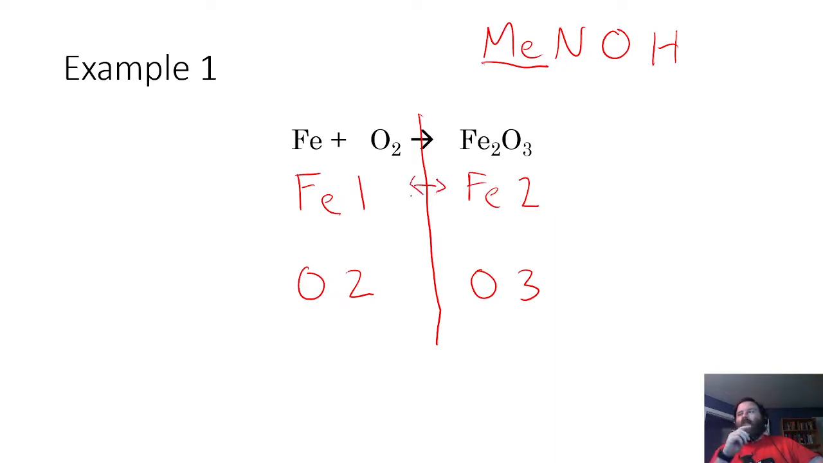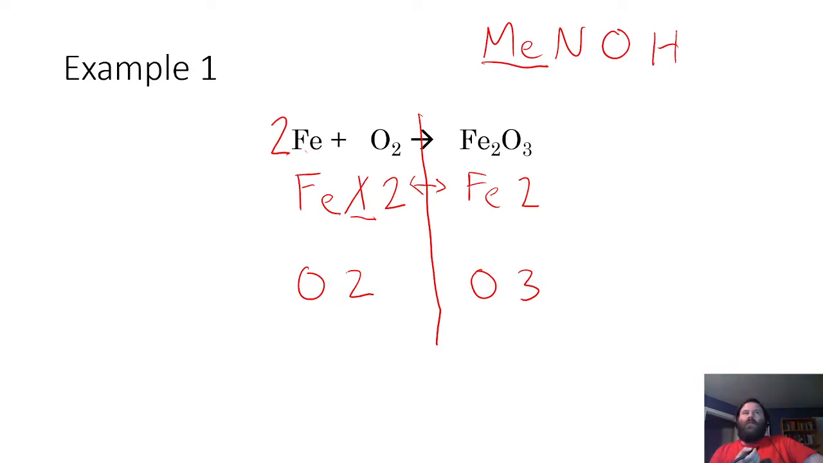Best way to do that is start with the smallest one and add a coefficient so that they are the same. Okay, so the smallest one is over here on the left, it's 1. So we write a 2 out front of the irons, and the number of irons changes to 2. Okay, now the irons are balanced.